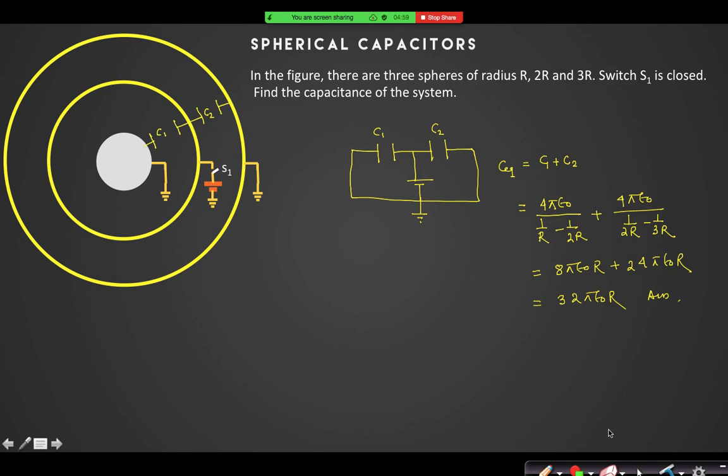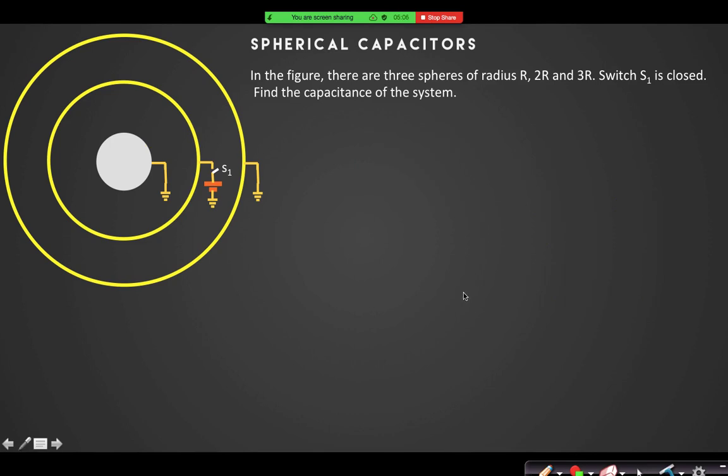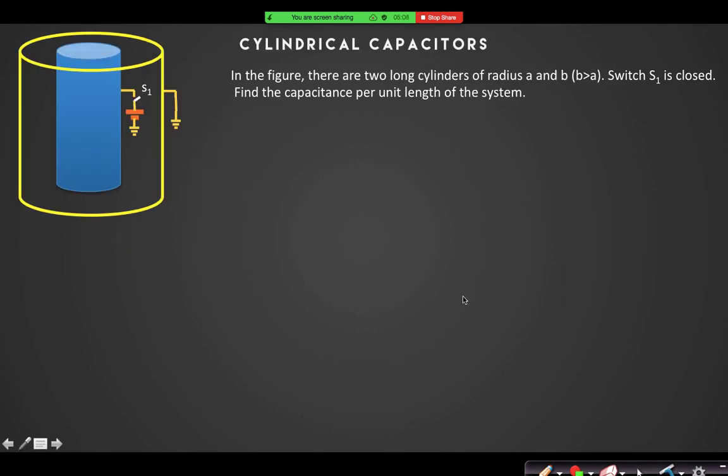Is there any doubt regarding this solution? We have seen how to find the capacitance for the cylindrical capacitor. Can you explain cylindrical capacitors once more?